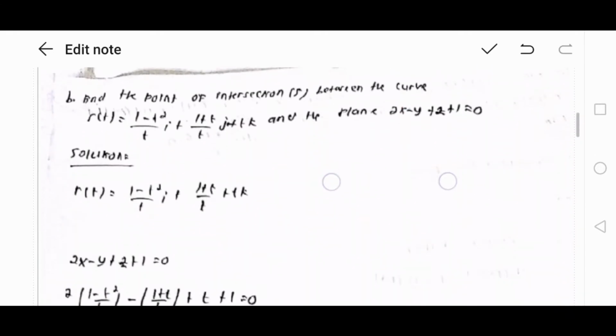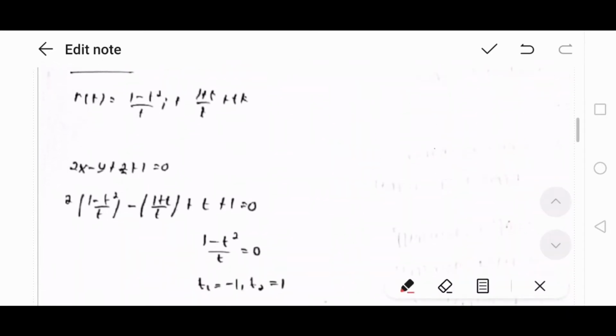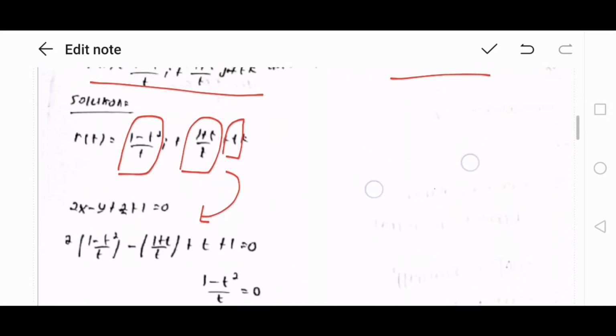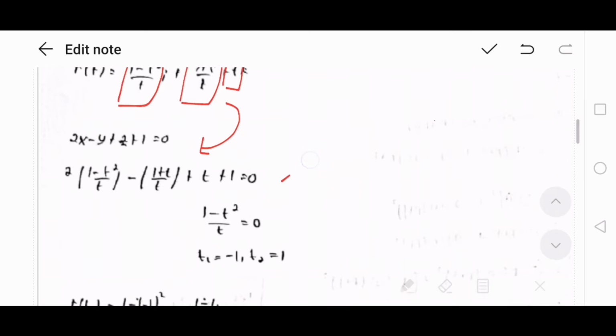Okay, for question B, find the point of intersection between the curve r(t) and the plane 2x minus y plus z plus 1 equal to 0. So the solution is, as we know that from r(t) we can get this one is x, this one is y, and this one is z. So we substitute it into the equation of the plane. Then we get like this.